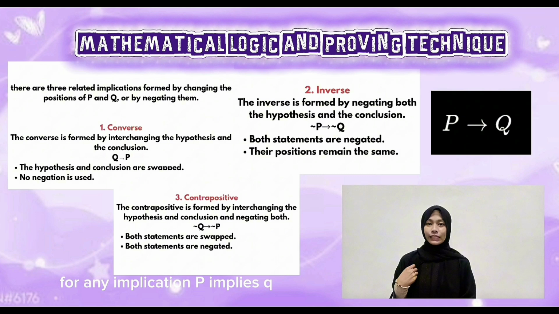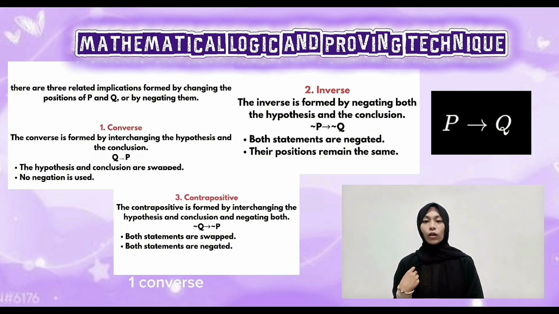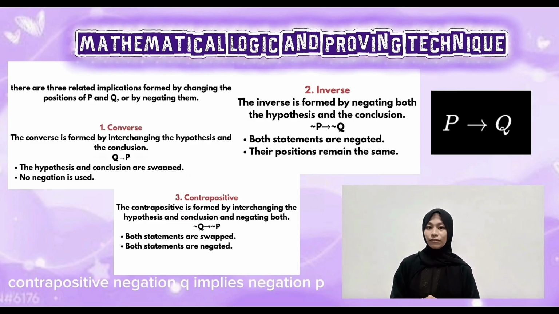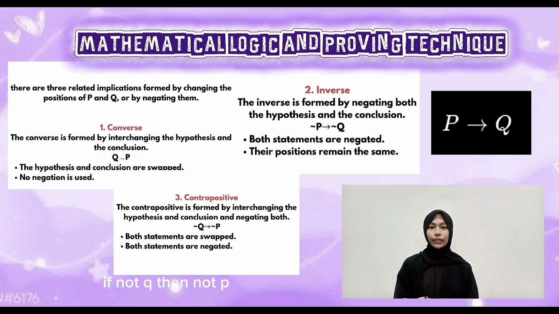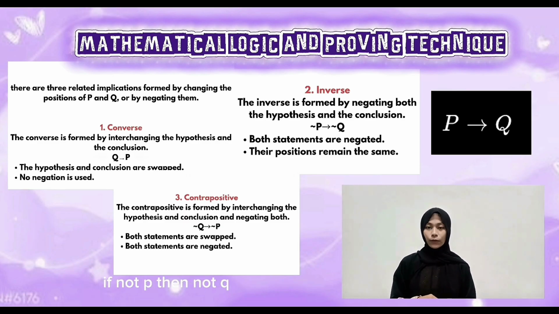For any implication, P implies Q, we have three related statements. 1. Converse: Q implies P. If Q, then P. 2. Contrapositive: negation Q implies negation P. If not Q, then not P. 3. Inverse: negation P implies negation Q. If not P, then not Q.